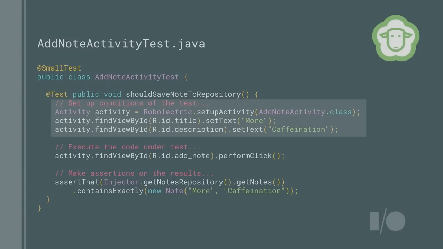repository. Now, notice that we're not actually going as far as the UI test that we wrote at the very beginning. We're not asserting that the new note appears on a view screen. That would be the job of another unit test.